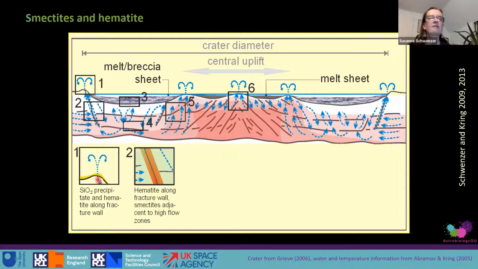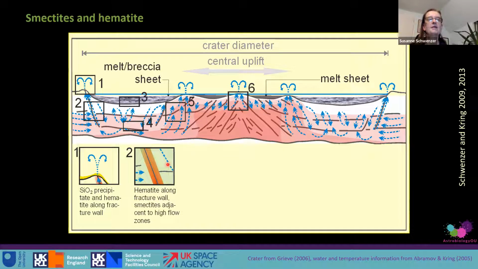Now, the next step you have is you look at this fracture itself. And if you have a basaltic rock and you have a lot of water, then you will find mostly hematite, but also smectites, especially as the water penetrates into the rock and according to the permeability.